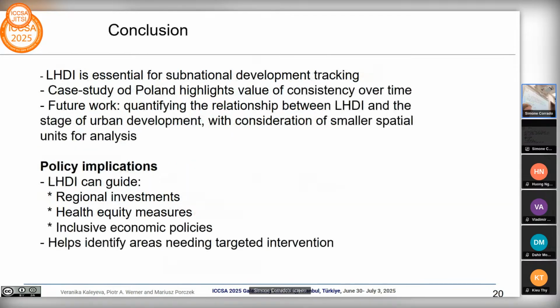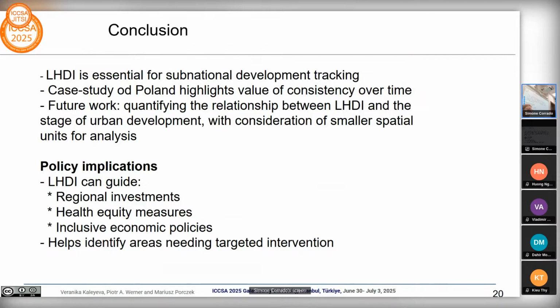And our general conclusion is that the Local Human Development Index research offers a valuable lens for monitoring human development within countries at the subnational level. The Polish case demonstrates the importance of continuity and consistency in using composite indices over time. The Local Human Development Index might be used as a powerful tool for regional planning and resource allocation.